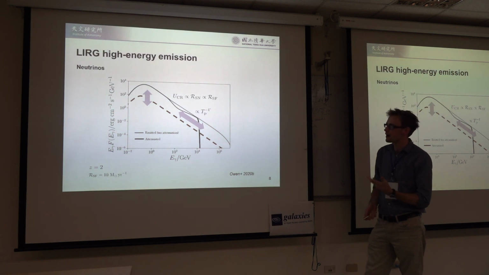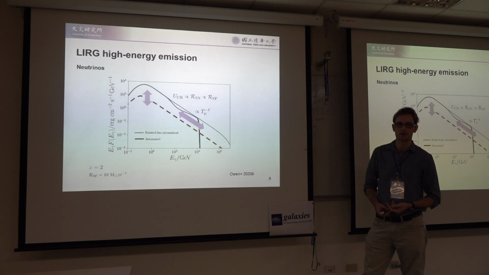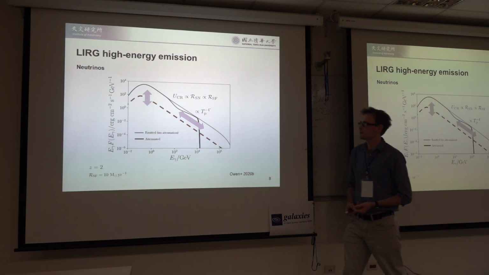And actually, you can calculate the neutrino emission just by looking at the production rate of the different kinds of pions. So in this case, I used the inclusive cross sections of the pion production from Kelner 2006.